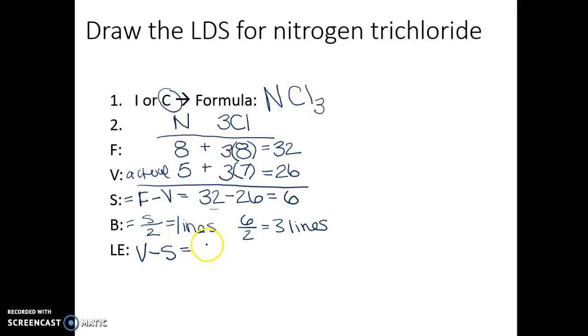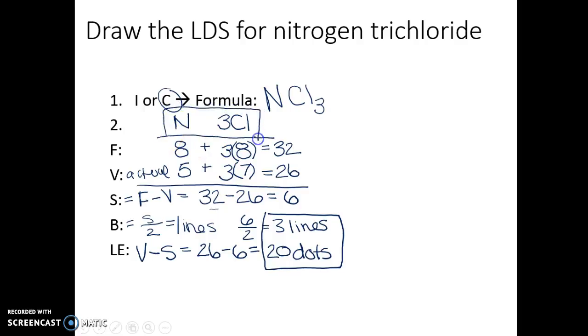So I'm going to take the 26 electrons I have to work with. I'm going to take out the 6 that I put in my lines, or my bonds, and that's going to tell me how many electrons I have left over to play with. It's going to be 20 electrons in this case, and those are going to be the dots in my image. Out of all this math, the pieces of information we're most interested in are the 3 lines and 20 dots, and what atoms I'm working with.